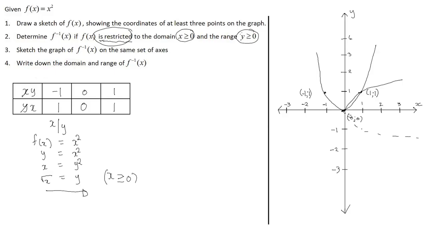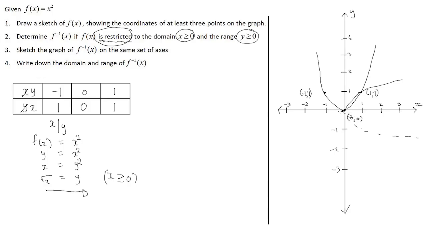I've just drawn the dotted lines just to show you what the inverse would have looked like, but because of the inverse, right, we stop right at 0 and y is equal to 0 and x is equal to 0. Okay, so we have now sketched number 3, the inverse on the same axis. Let's look at question number 4. Write down the domain and the range of the inverse.